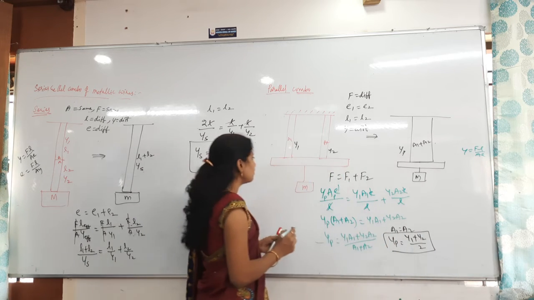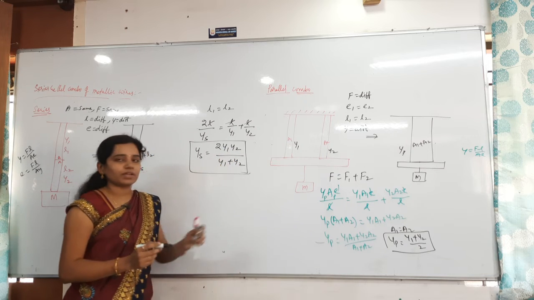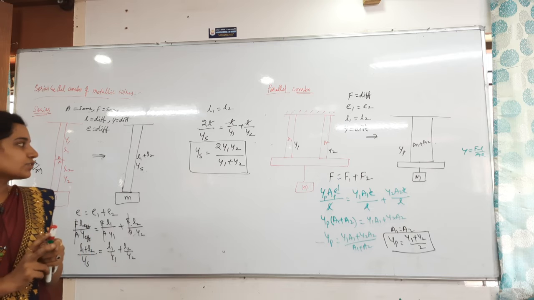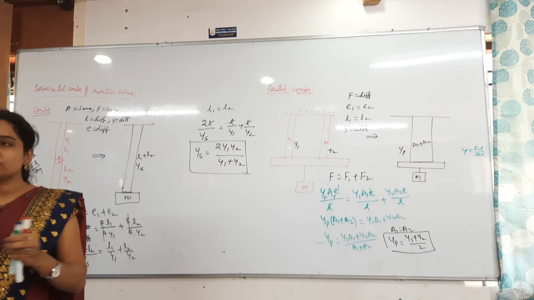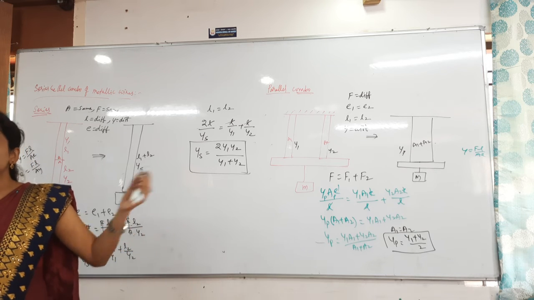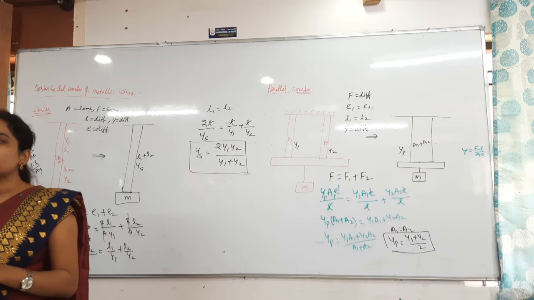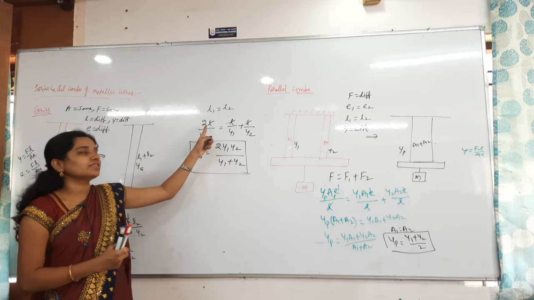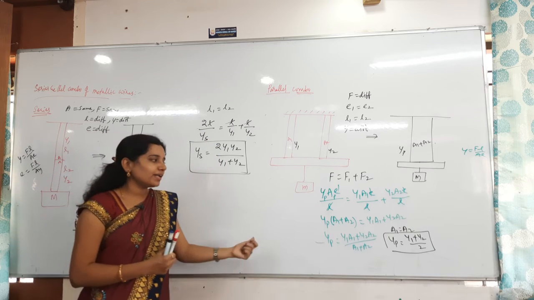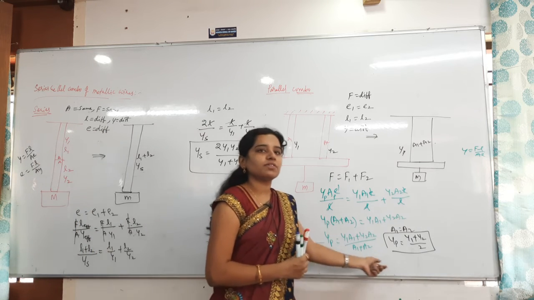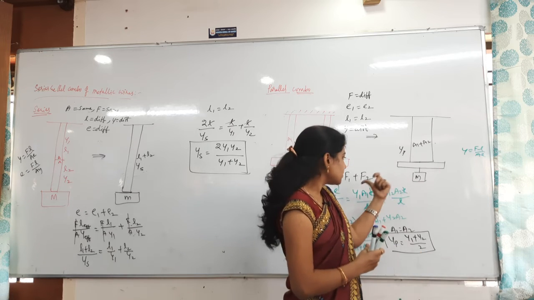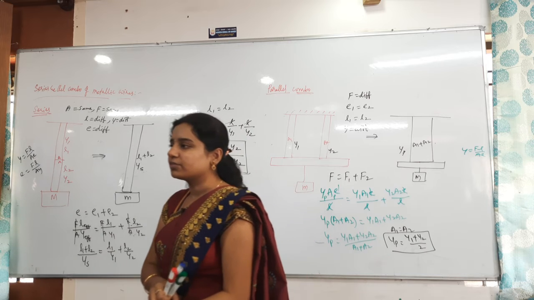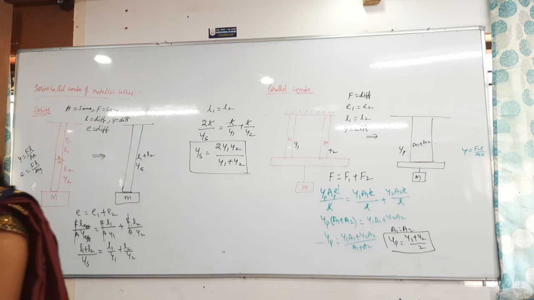Series combination is nothing but what? 2 Y1 Y2 by Y1 plus Y2, like resistors only. What is the resistors' series combination? Nothing but R1 plus R2. Like capacitors, by the way, the capacitor series combination is C1 C2 by C1 plus C2, but here you will get 2. Why? Because we are taking the same lengths here. The parallel combination of capacitors is C1 plus C2. If we take the same areas, at that time we will get (Y1 plus Y2) by 2. Clear? That is about the combinations.